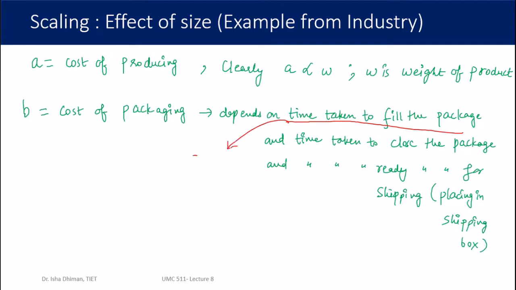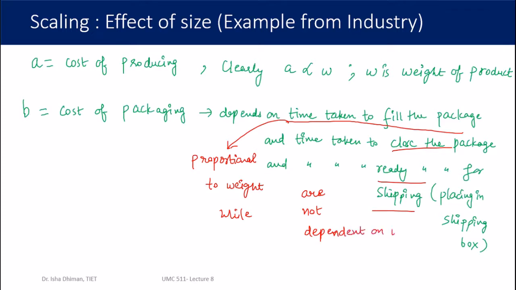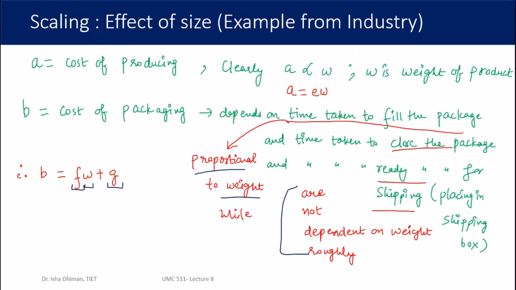Now the time taken to fill the package is clearly proportional to the weight, while the other two times, closing the package and readying for shipping, are negligible. They are not dependent on weight, or you can say they are constants. They do not depend upon whether the packing is small or big. So B you can say has this expression. It's one factor proportional to weight, so a constant of proportionality multiplied with weight, plus some constant. Constant means this time, which does not depend upon weight.